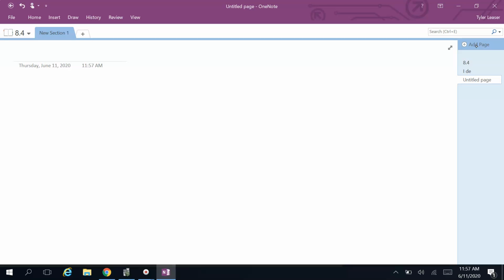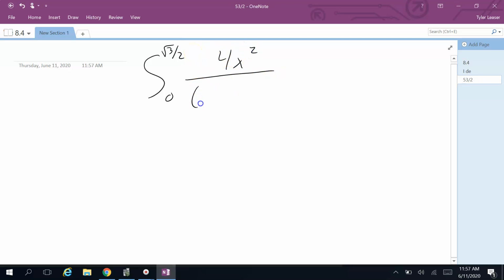Here's a pretty good one. Let's look at this one. So let's do the integral from 0 to root 3 over 2 of 4x squared over 1 minus x squared to the 3 halves dx.